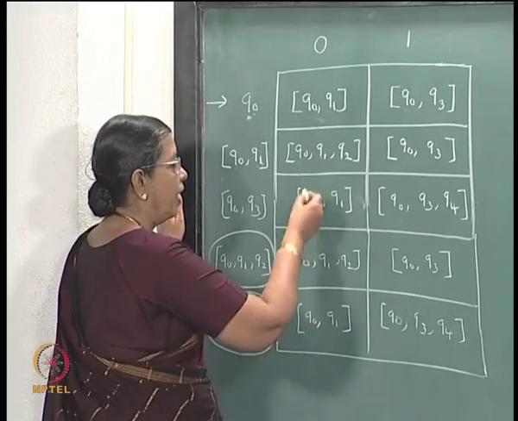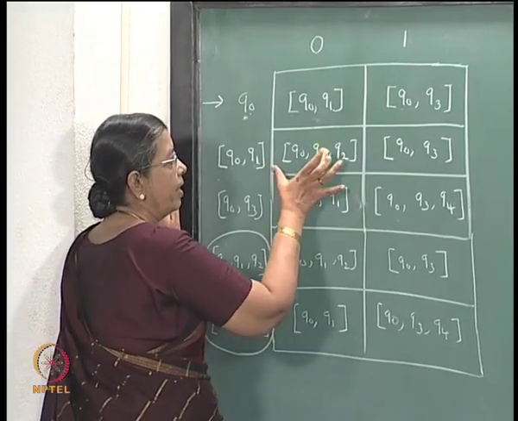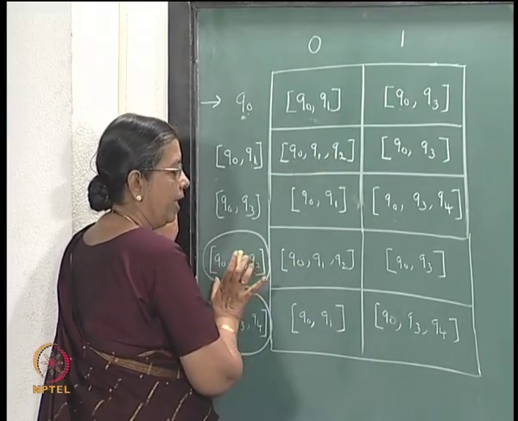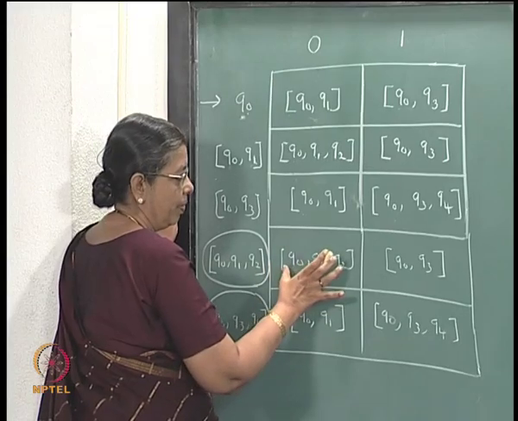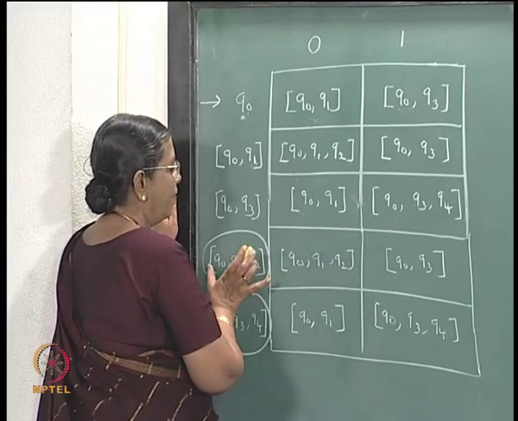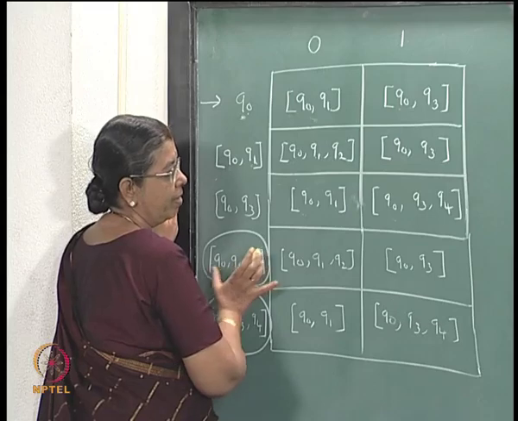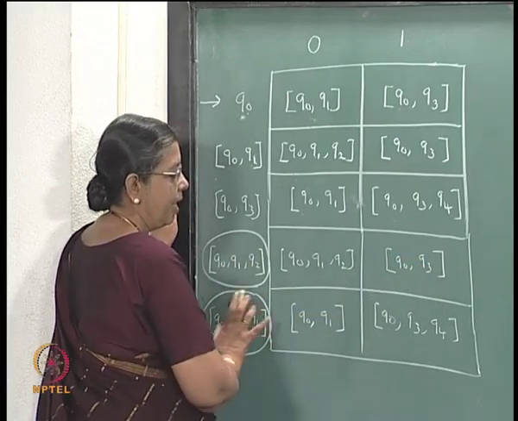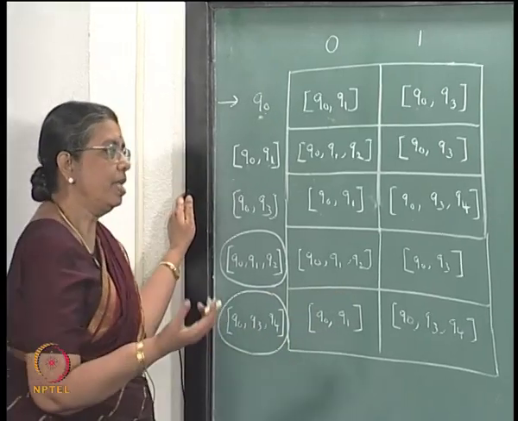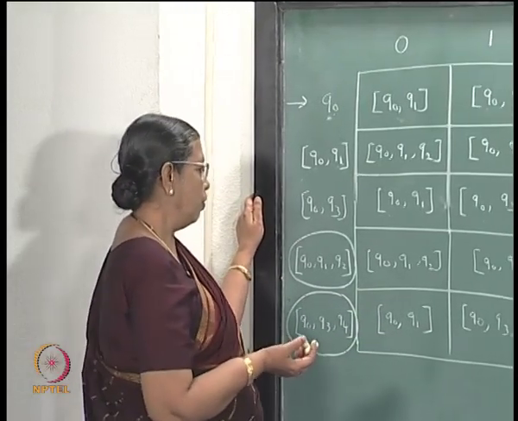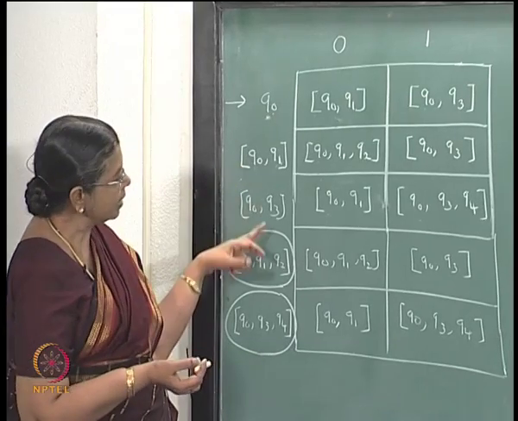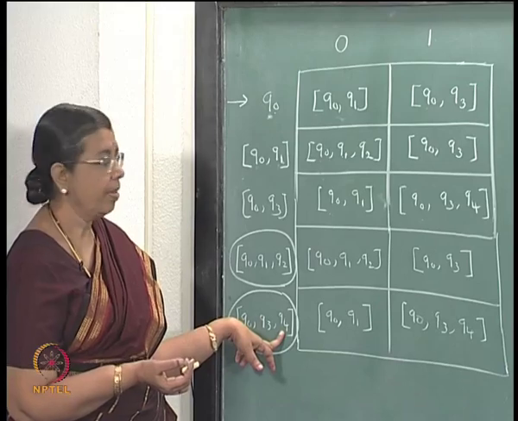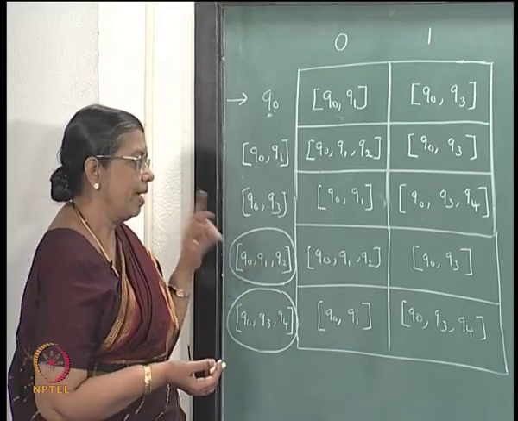So, continuing like this, you have to consider this subset as a state, and if you get a 0, what are the states to which you will go? You will get this. Then from this, after getting a 1, what are the states you will go to? That you will get this. Similarly for this. Now, in the original diagram, we have seen that Q2 and Q4 are final states. So, any subset containing Q2 and Q4 will be a final state. So, these two are final states.